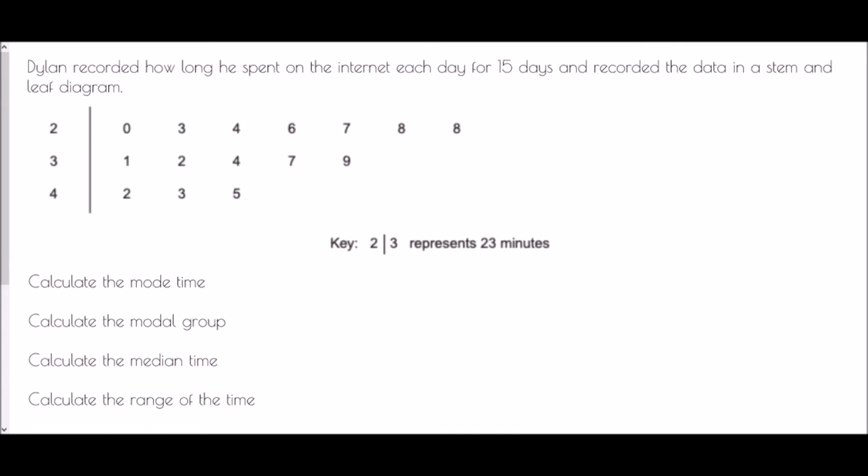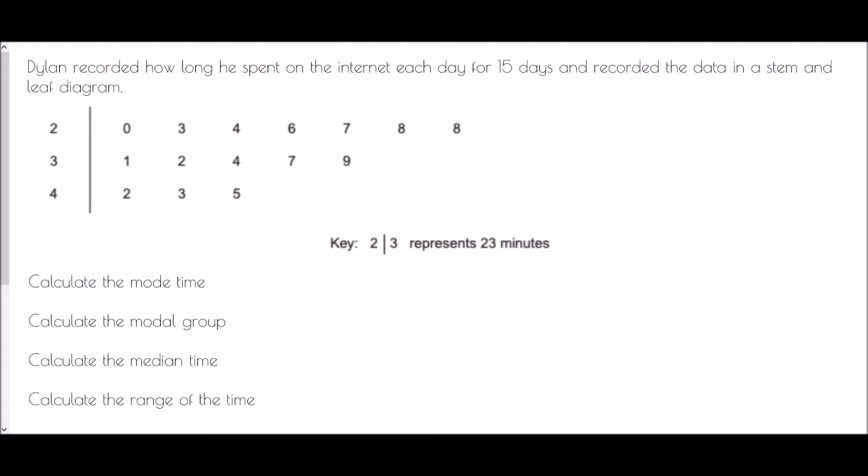So next we're just going to look at what sort of information we can actually get from a stem and leaf diagram. What we have here is that Dylan recorded how long he spent on the internet each day for 15 days and recorded the data in a stem and leaf diagram. All of this is already ordered. We have our key that tells us that 2/3 represents 23 minutes. So what that means is we take the stem and the leaf, bring it together and we make our value. And we've been asked to calculate the mode time. Mode means the most common.